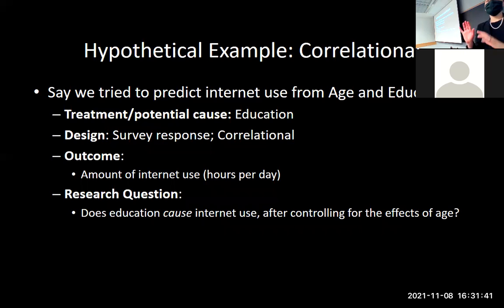So I'm just going to go through one quick example here. Let's pretend that we're going to try to predict how much people use the internet from how old they are and how educated they are. Here I have a treatment and a potential cause, which is education. I think that how educated they are is the actual cause of how much they're using the internet. My design here is a survey response. It's all correlational. The outcome is how much they're using the internet in hours per day. And the research question that I could ask from this is, does education cause internet use after controlling for the effects of age?